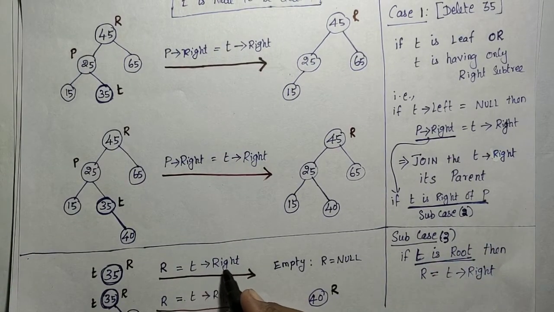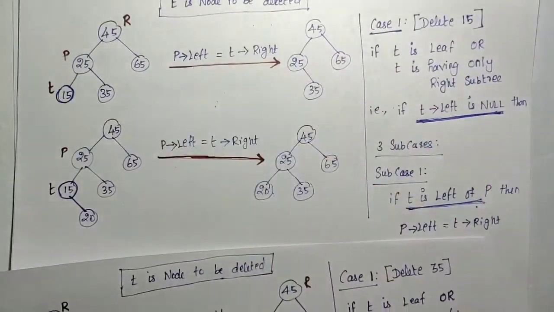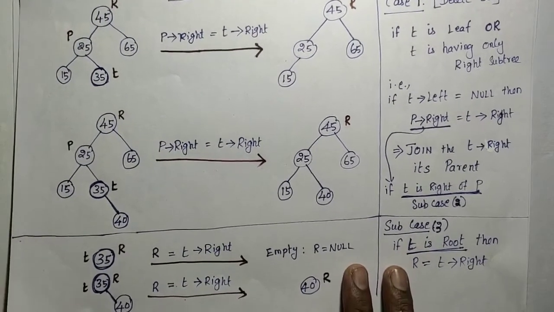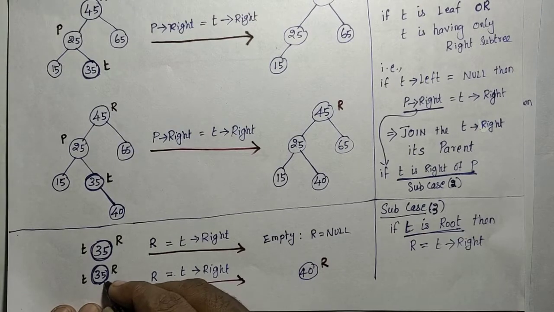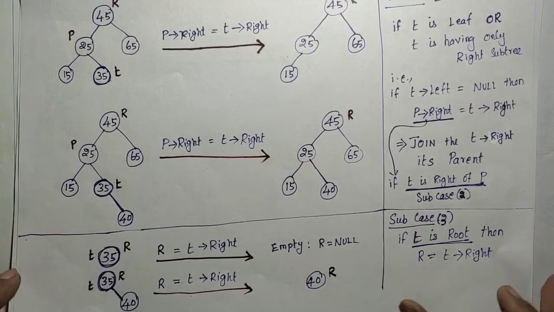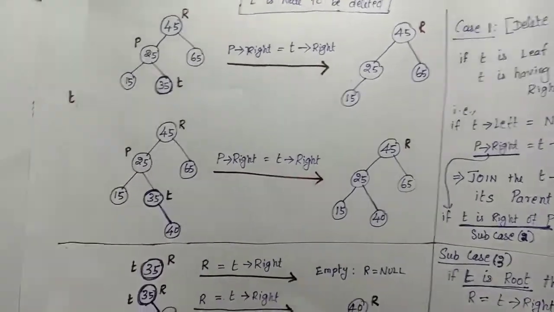So T of right has to be stored to R, instead of P of right or P of left. The T of right needs to be stored to R. That is the case. In the second case, if it has some right subtree, the same solution applies: T of right needs to be copied to R, so that the address of the 40 will be stored into R, and the 40 becomes the root. Then we have to delete the T. So those three subcases have to be addressed in case 1.